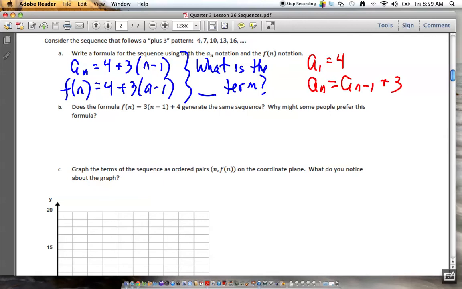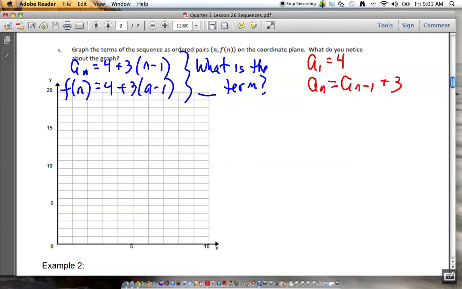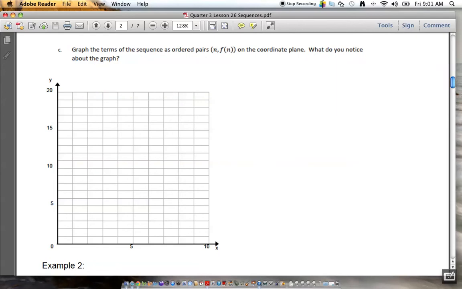Okay, does the formula f of n equals 3 times n minus 1 plus 4 generate the same sequence? Yes, it does. Okay, now, graph the terms of the sequence as ordered pairs on the number line. So, we can actually play with this a little bit. F of n is the same thing as y. So y equals, and we said it was what, 4 plus 3 times n minus 1? Okay, so we're going to change this because it's x. Change that to an x.